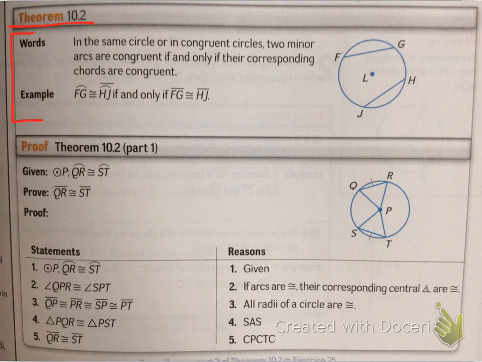In the same circle or in congruent circles, two minor arcs are congruent if and only if their corresponding chords are congruent. What that is trying to say is, and remember, if and only if goes both ways. If this chord is congruent to this chord, then the arcs that are formed by that are also congruent. Now, the other way around, if the arcs are congruent, so are the chords. That's what if and only if gives us.